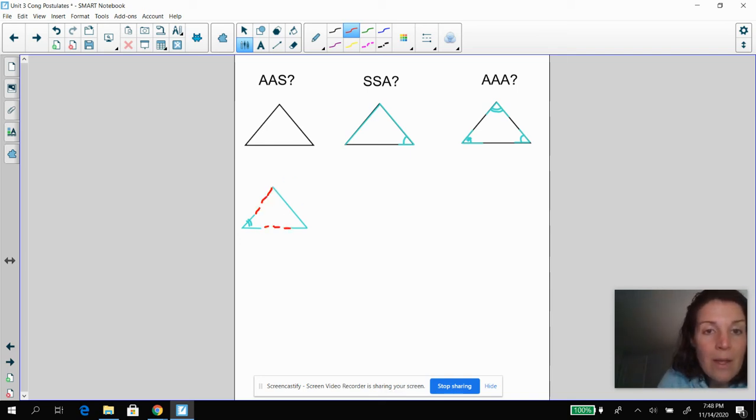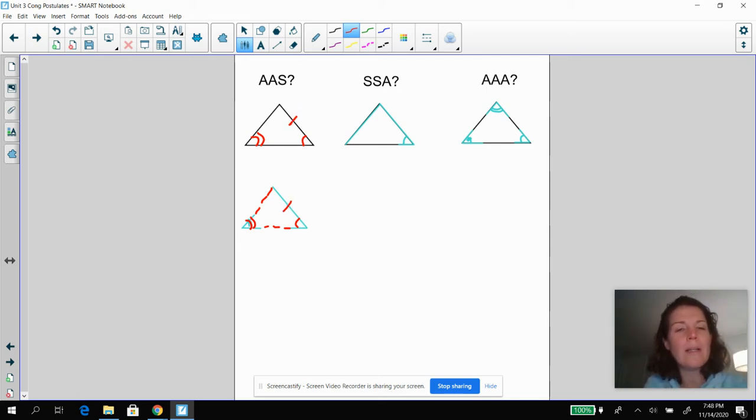Because look, I've got my 2 angles that are congruent to each other. I've got my other angle right here. Those are congruent to each other. And then I've got this last side.